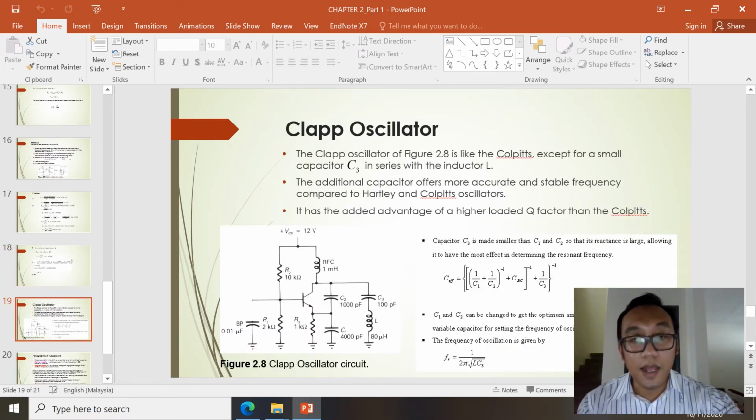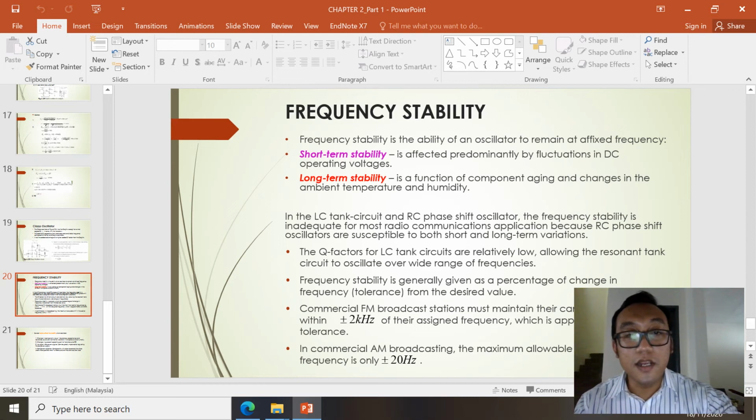Okay, this is the Clapp oscillator. The Clapp oscillator is a combination of capacitors and an inductor. Here we can see there are 3 capacitors and 1 inductor. This is the Clapp oscillator. With the Clapp oscillator, there are 2 types of stability. The first is short-term stability, and the second is long-term stability. For the short-term stability, in the DC on, okay, nothing important.